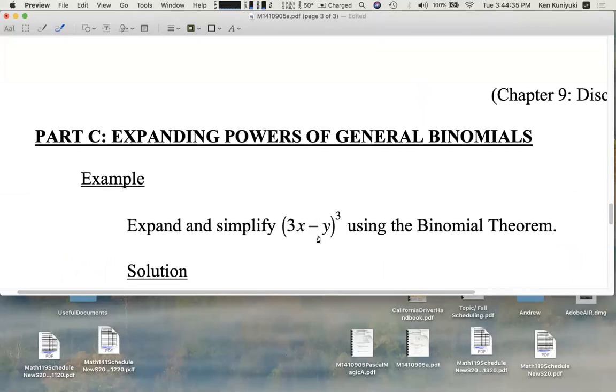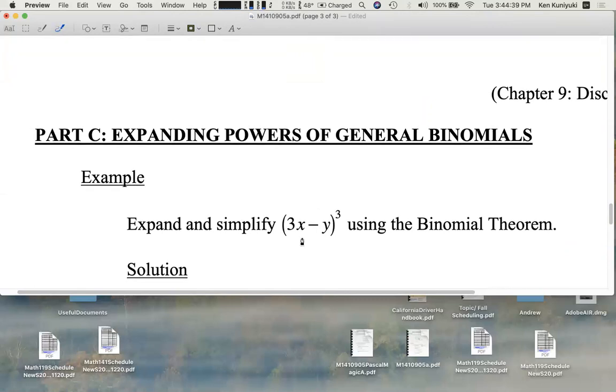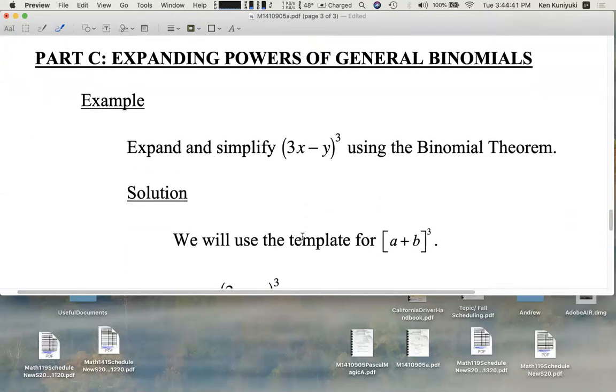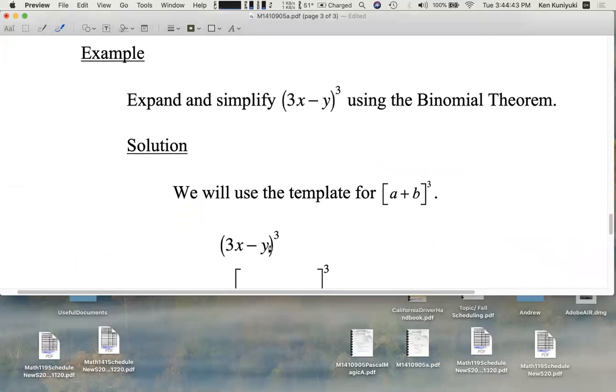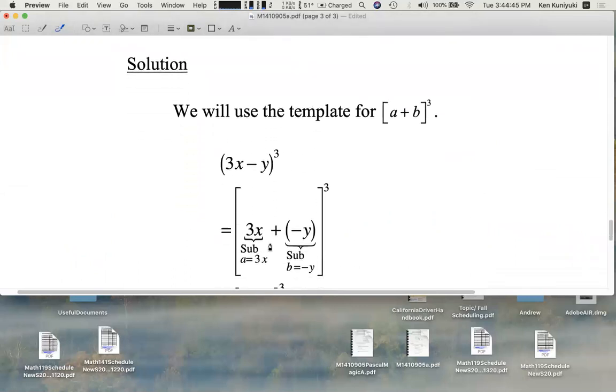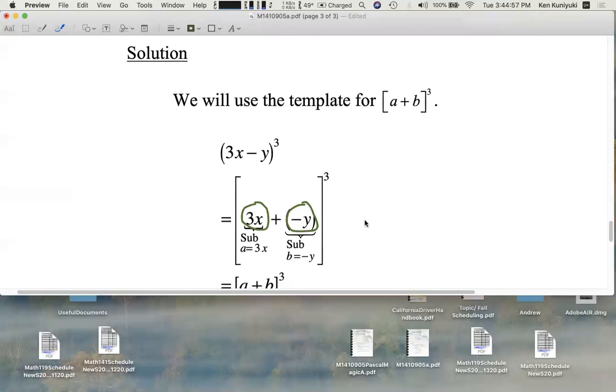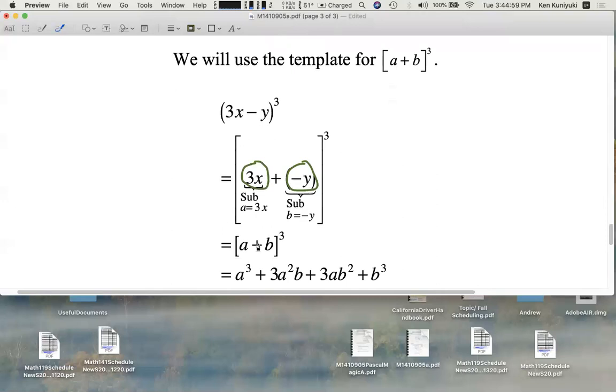So for example, if you have the cube of 3x minus y, you might want to do a substitution and then use the binomial theorem. All right. So we have the cube of 3x minus y. You could let a be 3x. Let b be the opposite of y, because we like to have the sum in there, right? So 3x minus y is 3x plus the opposite of y. All right. You cube all this. Okay, do the substitution. The cube of a plus b.